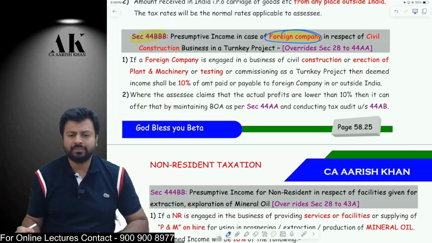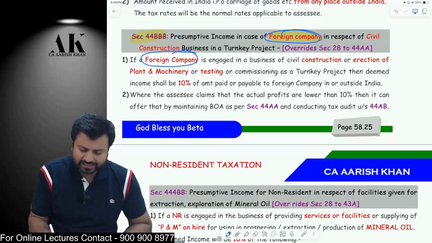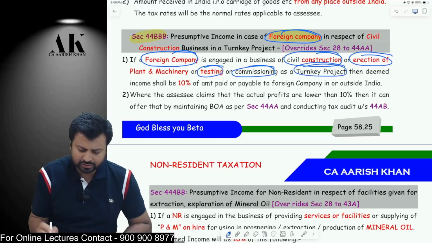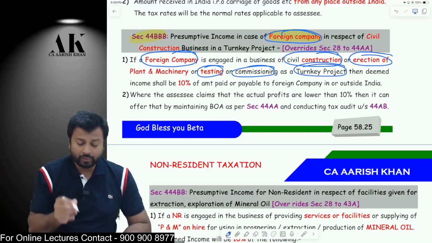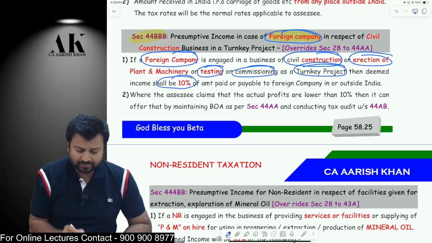Now, what is this foreign company doing over here? The foreign company is engaged in the business of civil construction or erection of plant and machinery, testing, commissioning as a turnkey project. So they are mainly engaged in civil construction, erection of plant and machinery, etc. Whatever income they earn, 10% of that will be deemed income.